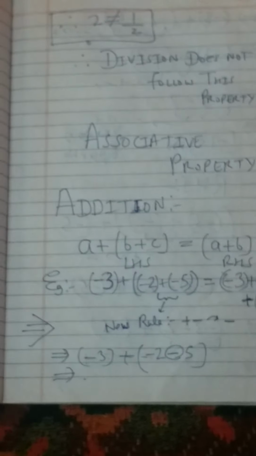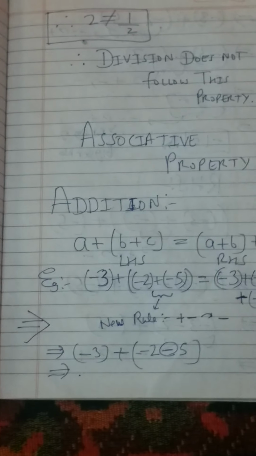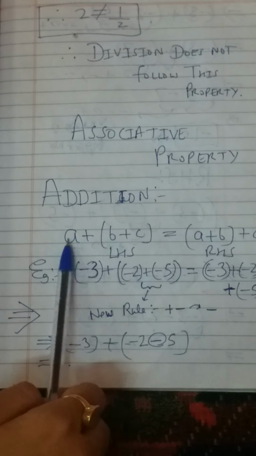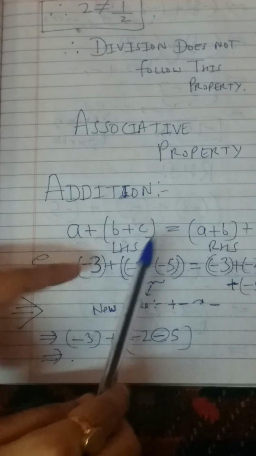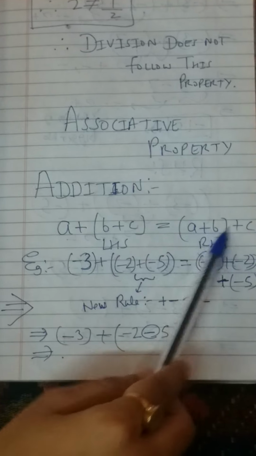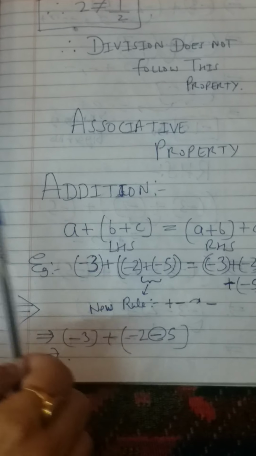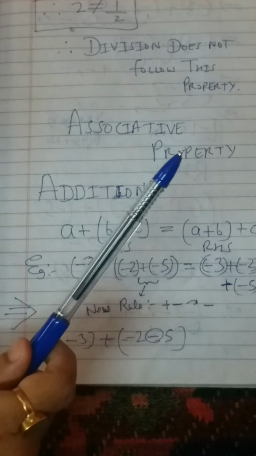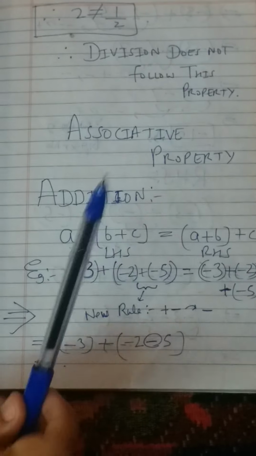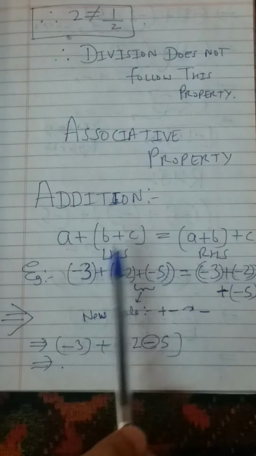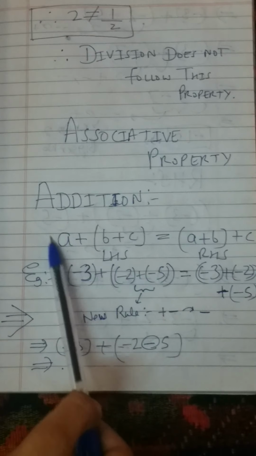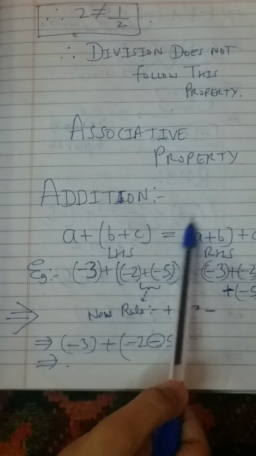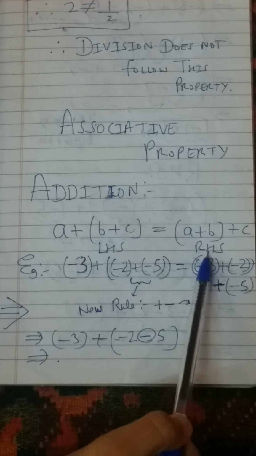Now we are going to study about associative property. First, addition. The associative property says that a plus (b plus c), with b plus c in brackets, is equal to (a plus b) plus c. Bracket means first we have to do all the operations which are present in the bracket, and then the other operations. Here this side we call LHS, left hand side, and this side we call RHS, right hand side.